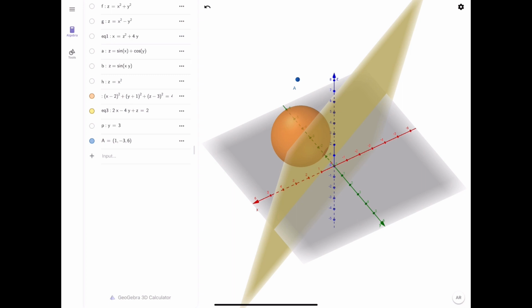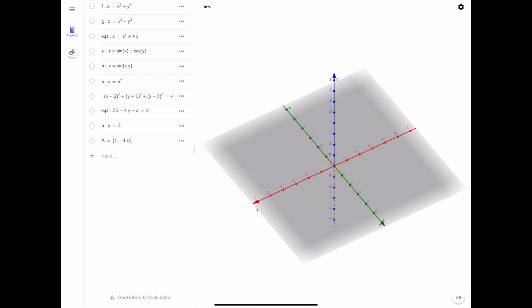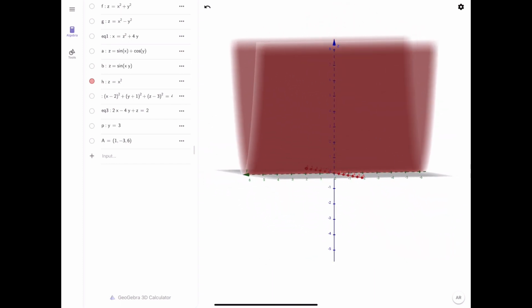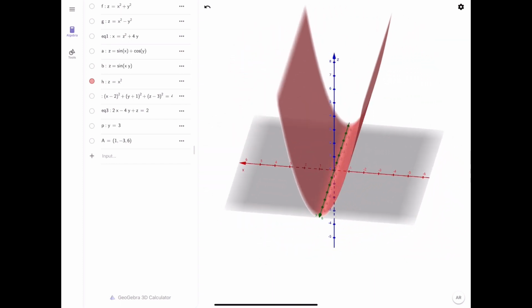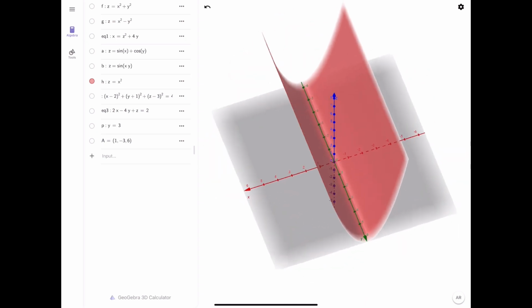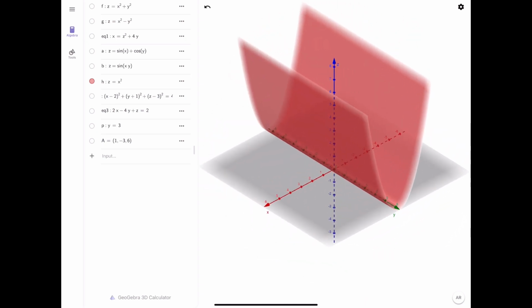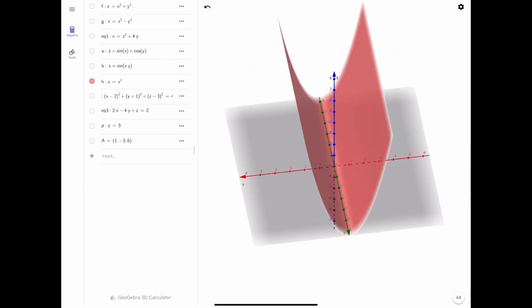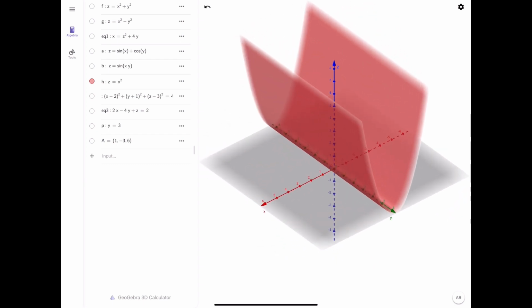Let's take a look at some more exotic graphs here. How about z equals x squared? What does that look like? Oh, it's this parabolic shape. We're missing a y here. If we have z equals x squared, y can be anything. So we get this parabola that's just extruded along the y-axis in all directions. So z equals x squared, and y can be anything it wants to be.